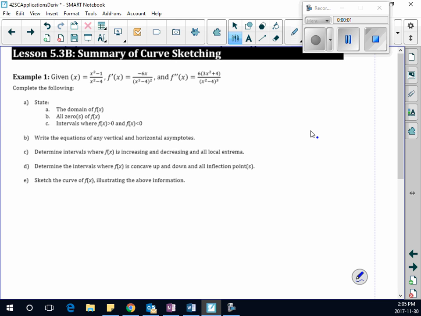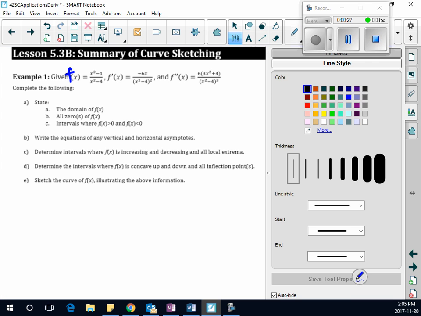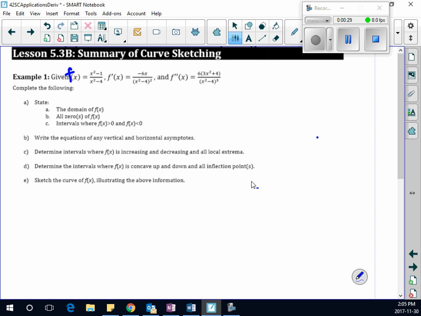To graph this, I've pre-done the derivatives so you don't have to actually solve them. We're going to do everything all together here: the first derivative, the second derivative, and figure out where all the nice things are on this graph. Given that f of x equals x squared minus 1 over x squared minus 4, and the derivatives are that, complete the following. Can anybody tell me what the domain of f of x is?